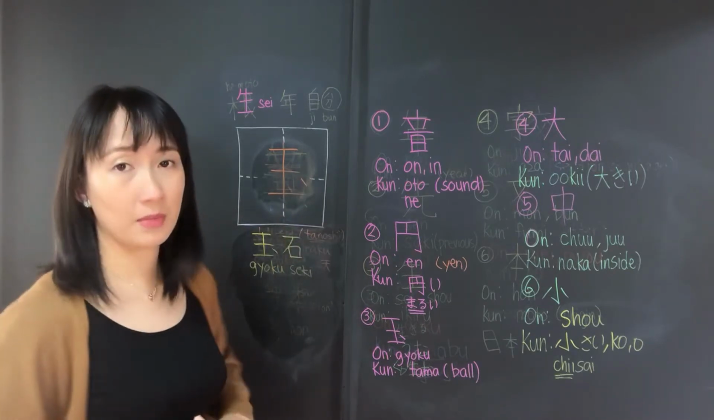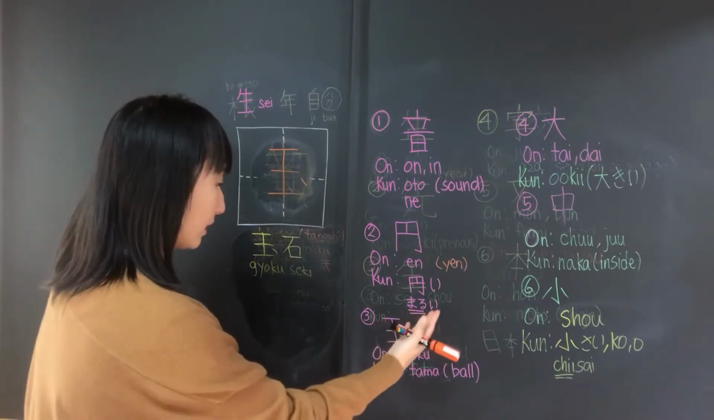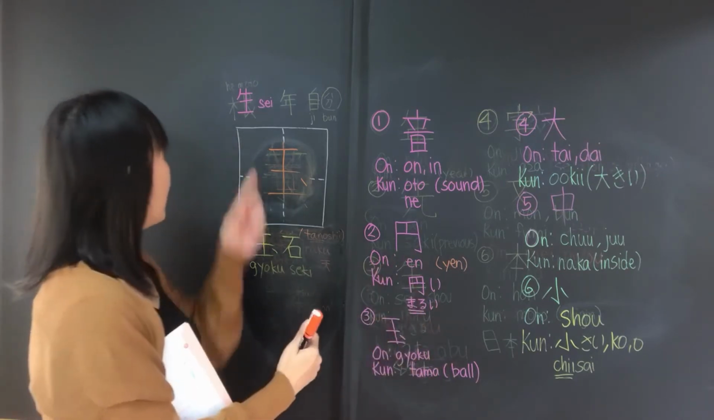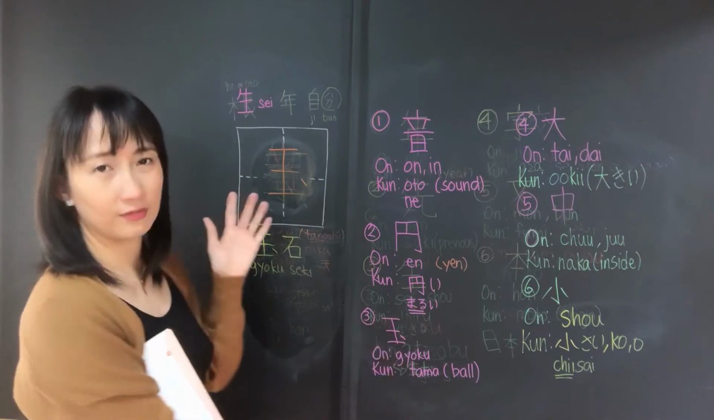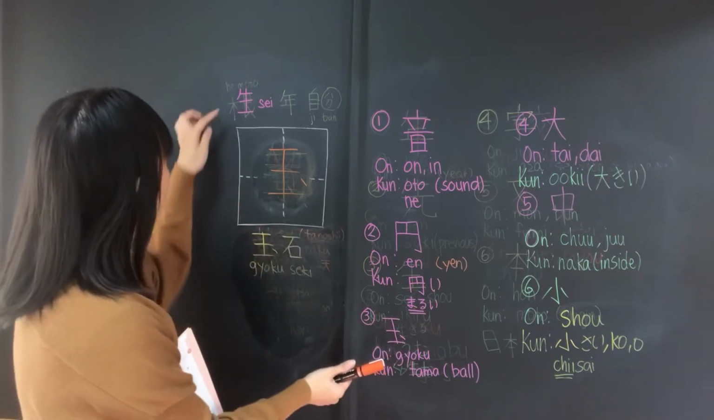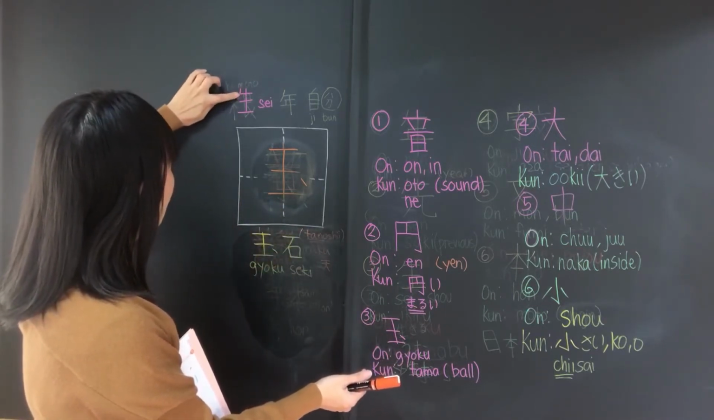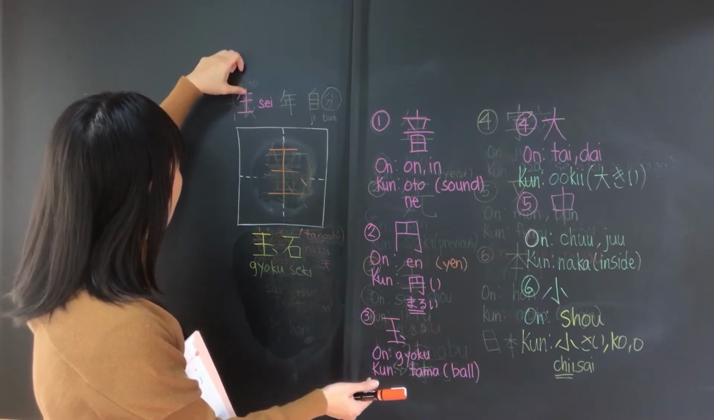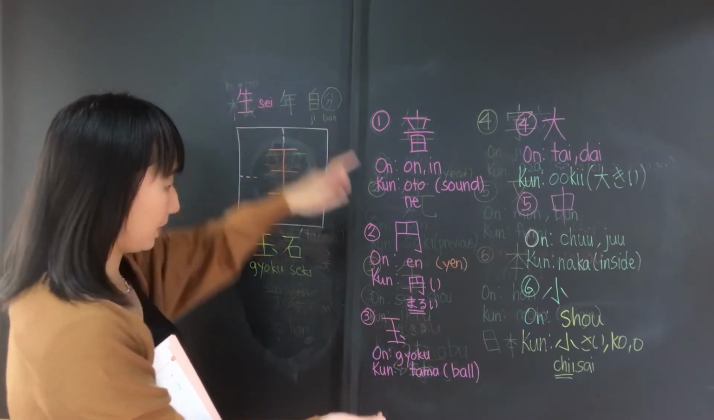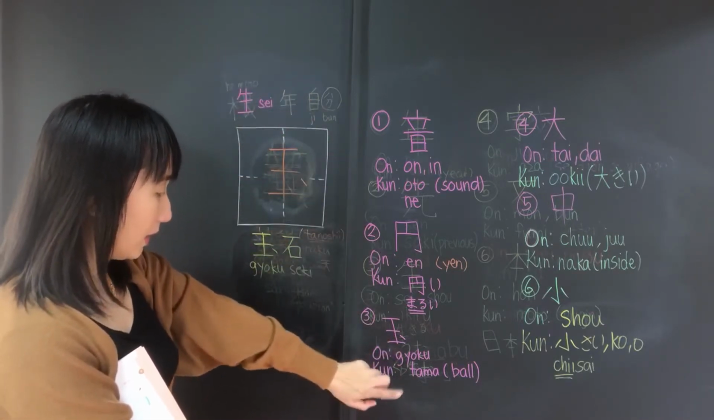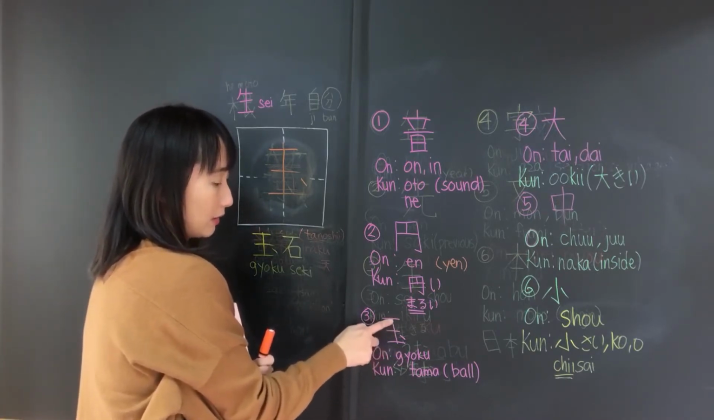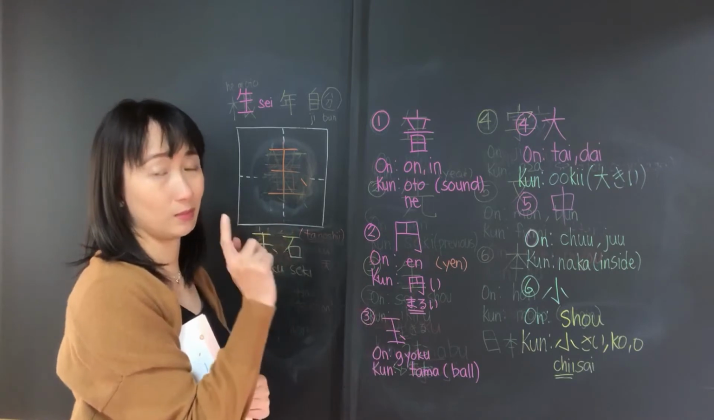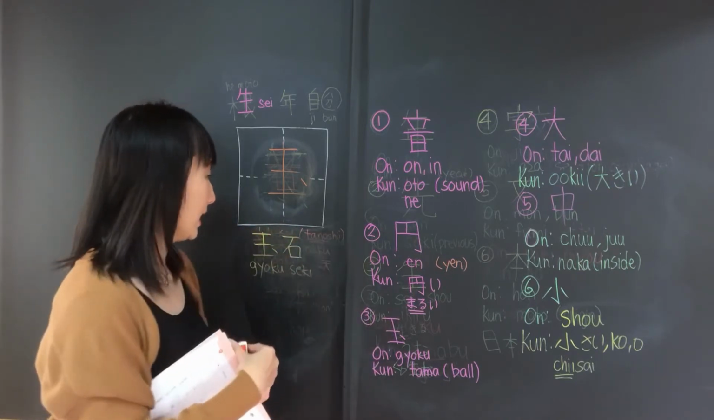1, 2, 3, 4, 5 yen. Okay, so guys, one reminder, this is tama or gyoku, and this one is sei. As you can see, they are kind of similar. Here, the middle line is above this line. But for gyoku or tama, the middle line is not above the first line. So please be careful with that.